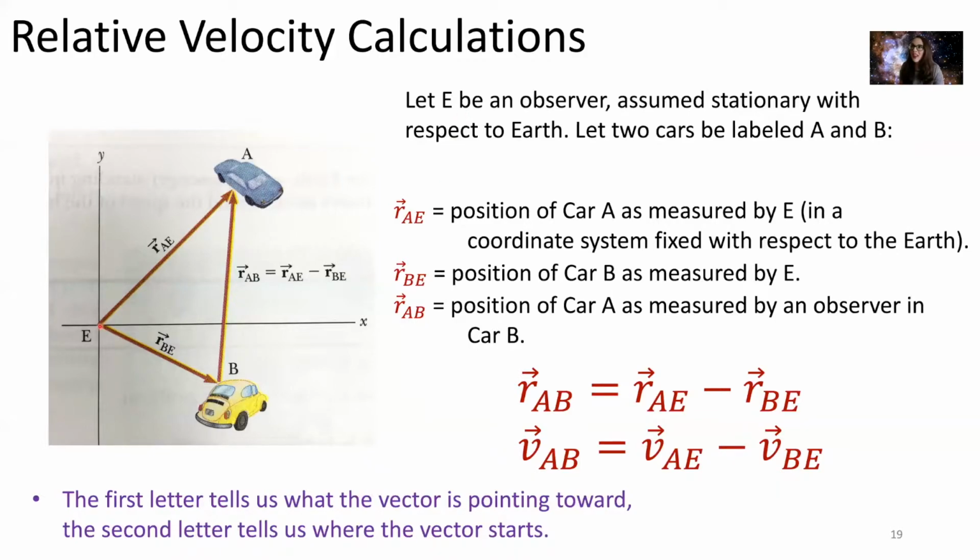We'll say that they are at the center of their coordinate system. So E is going to be right here, okay? And then let's have two cars that we label car A and car B. So here's car A, here's car B, okay?